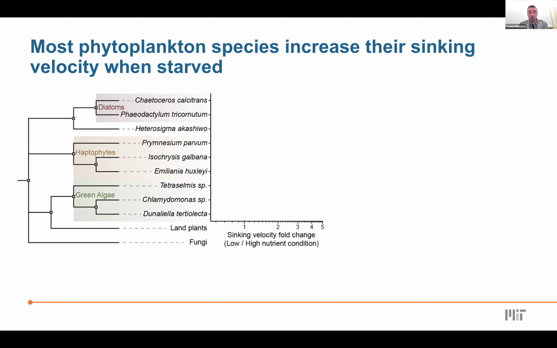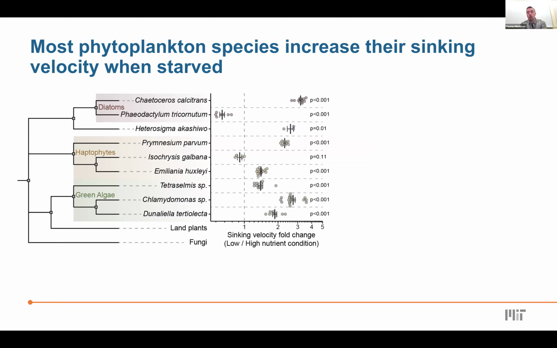We've done this for 9 species now. On the x-axis here is the relative sinking velocity change between low and high nutrient conditions. What we see is that most species actually increase their sinking velocity when they are being starved. There is one exception: a diatom that we found that decreases its sinking velocity quite a bit when it's being starved. So I want to talk a little bit about the mechanisms of decreased sinking velocity in that species. Then I'll talk more, especially with the green algae, about how cells are able to increase their sinking velocity.